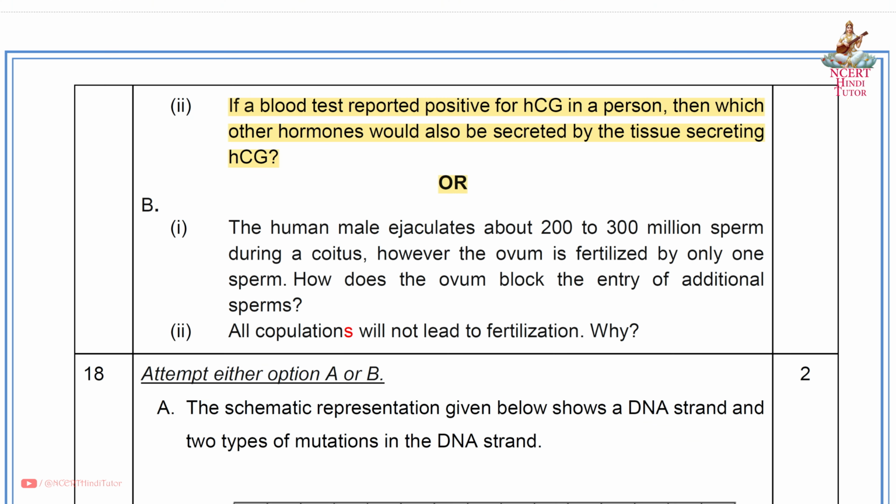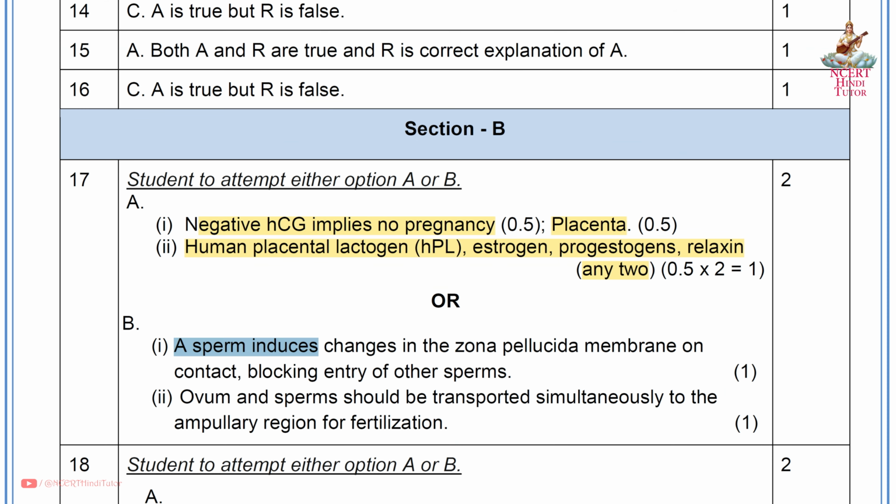Or question 17B. First, the human male ejaculates about 200 to 300 million sperm during a coitus. However, the ovum is fertilized by only one sperm. How does the ovum block the entry of additional sperms? Answer. A sperm induces changes in the zona pellucida membrane on contact, blocking entry of other sperms.